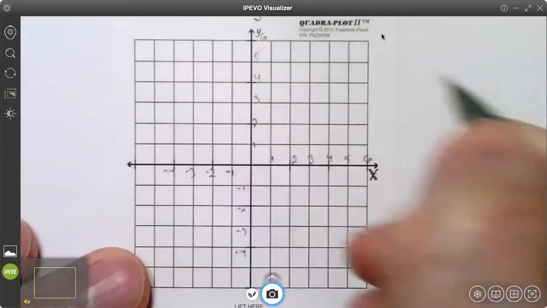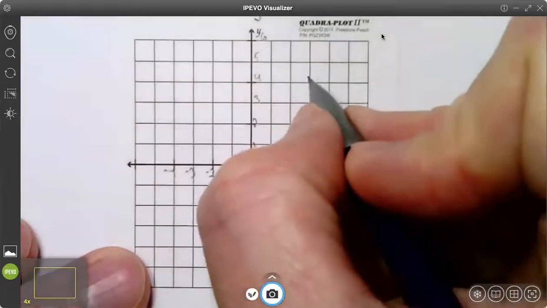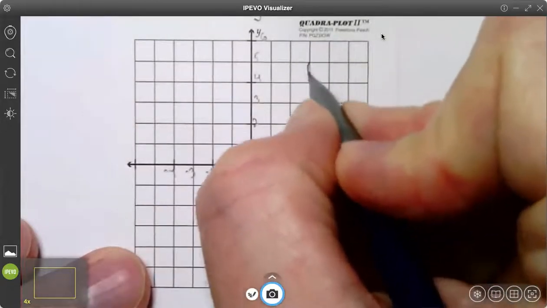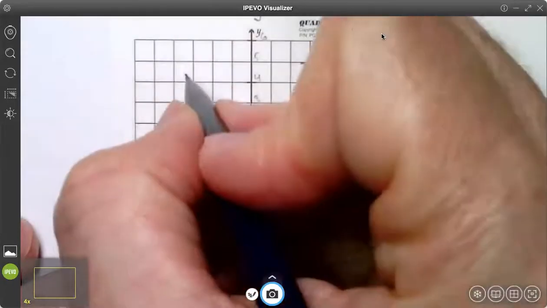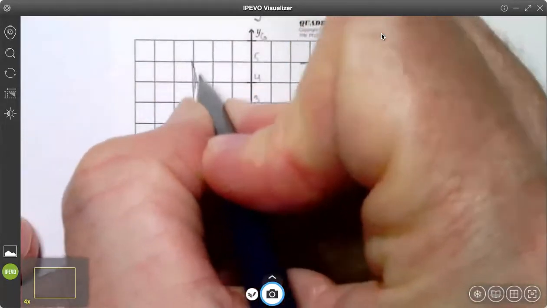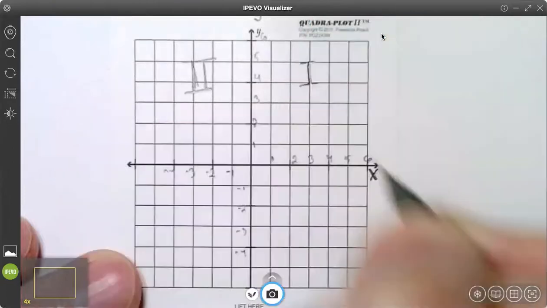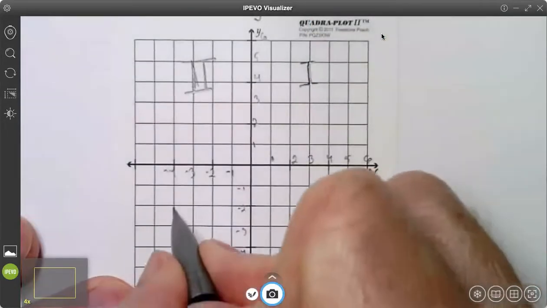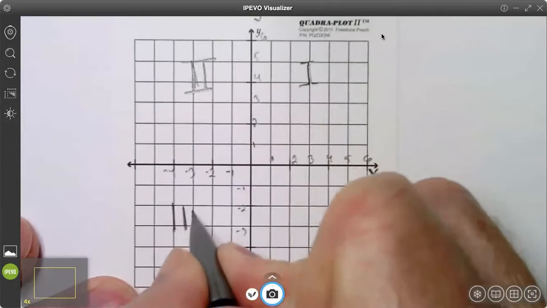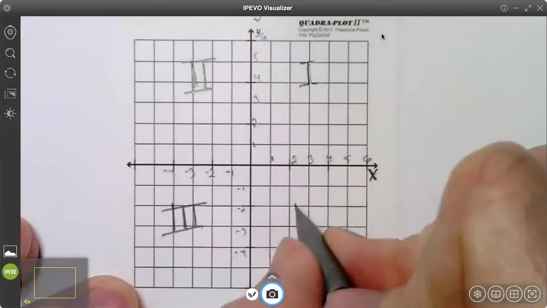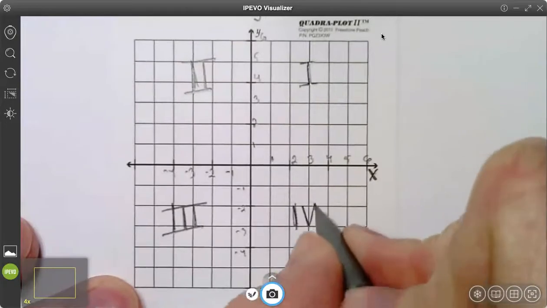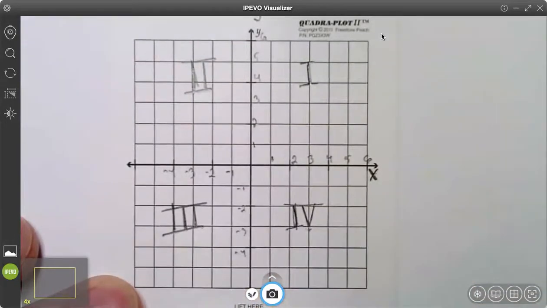Your quadrants, which are normally given with Roman numerals, are quadrant 1, that's Roman numeral 1, quadrant 2, that's Roman numeral 2, quadrant 3, that's Roman numeral 3, and quadrant 4, that's Roman numeral 4.